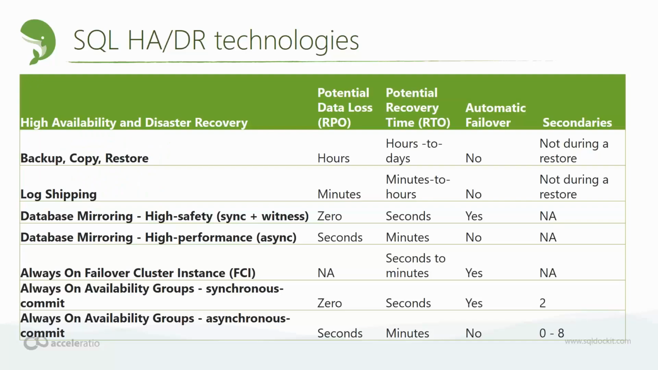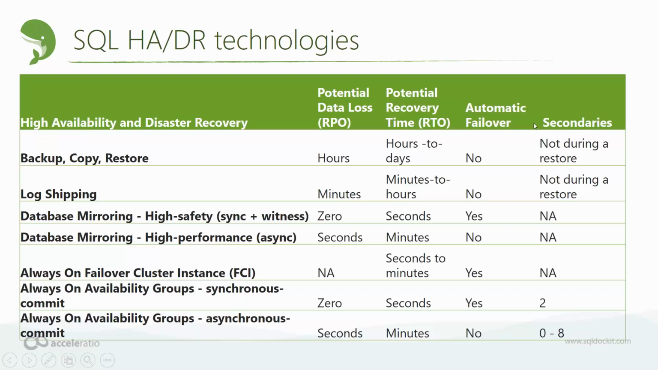Now, deeper and deeper, SharePoint and SQL Server Always On availability groups. Well, there are many HA and DR technologies in SQL Server, so they are all illustrated in this rather complex slide. As you can see in the columns, we describe the RPO, potential data loss, the RTO, recovery time, if the technology supports automatic failover, or if you need some manual intervention, and also if you can have secondaries, so additional data layer nodes.